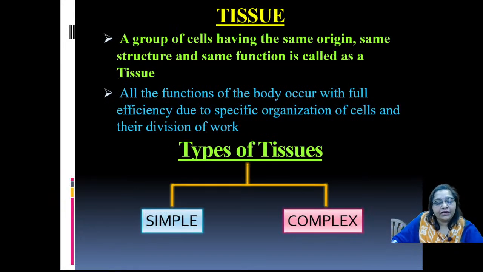So we learned about the tissues earlier. We know a group of cells which have the same origin, same structure, and same function is called a tissue. All the functions of the body occur with full efficiency due to the specific organization of these cells and their division of work. Now, we also saw that there are 2 basic types of tissues. They are the simple tissues, which are made up of only one type of cells, and the other one is the complex tissues, which are made up of 2 or more than 2 types of tissues.